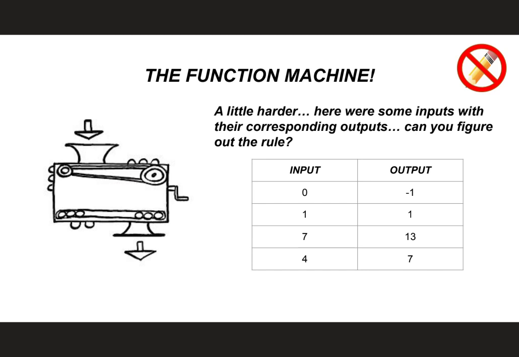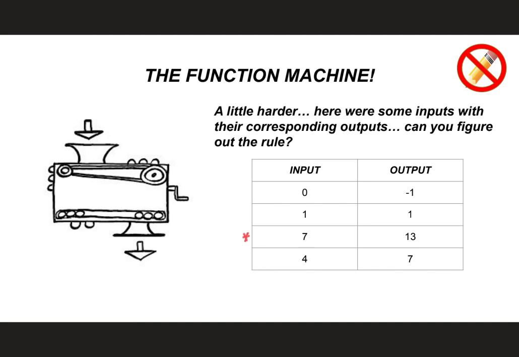Okay, here's an example that looks to be a little bit harder. So for this one, we have some input. So we input a 0 into our machine, and we get a -1. We input a 1, we get a 1. We input a 7, we get a 13. And we input a 4, and we get a 7. So this one's a little bit more difficult to find the pattern, but I'm going to take this row here.